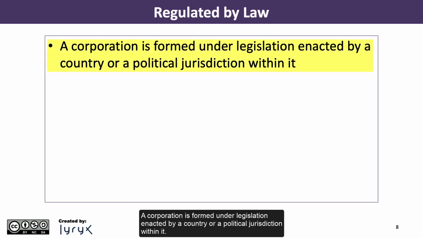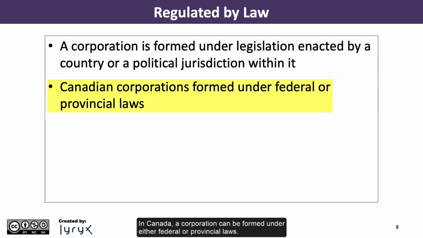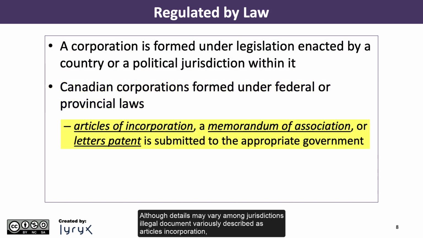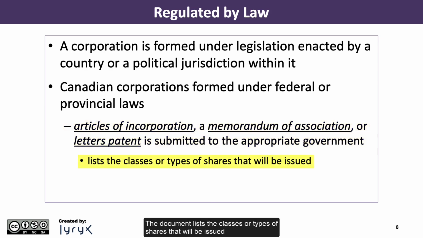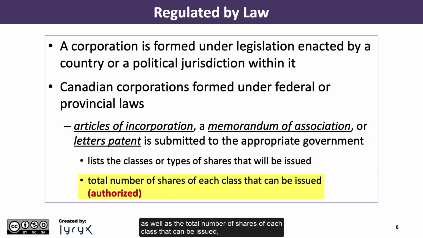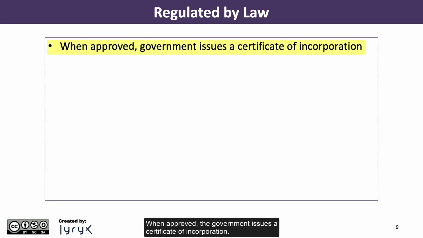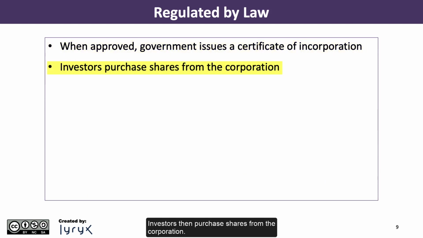A corporation is formed under legislation enacted by a country or a political jurisdiction within it. In Canada, a corporation can be formed under either federal or provincial laws. Although details may vary among jurisdictions, a legal document variously described as articles of incorporation, a memorandum of association, or letters patent is submitted for consideration to the appropriate government by prospective shareholders. The document lists the classes or types of shares that will be issued, as well as the total number of shares of each class that can be issued, known as the authorized number of shares. When approved, the government issues a certificate of incorporation. Investors then purchase shares from the corporation.